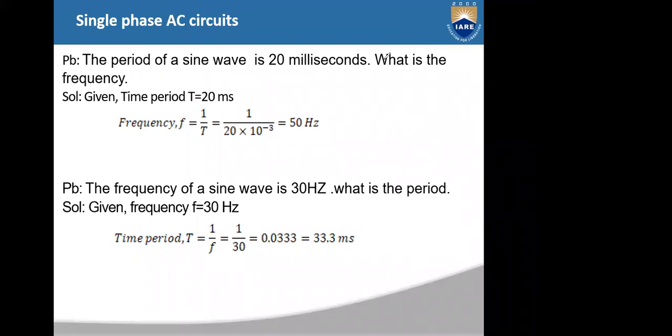The period of a sine wave is 20 milliseconds. We have already solved this problem yesterday. And the frequency of a sine wave is 30 hertz. What is the period? So T is equal to 1 by F. So 1 by 30, you will get 33.3 millisecond. Here, time period is given and you have to evaluate the frequency in the first problem. Frequency is given, you have to evaluate the time period in the second problem.